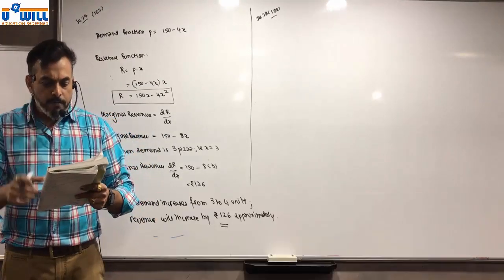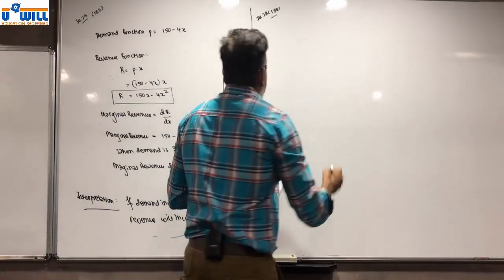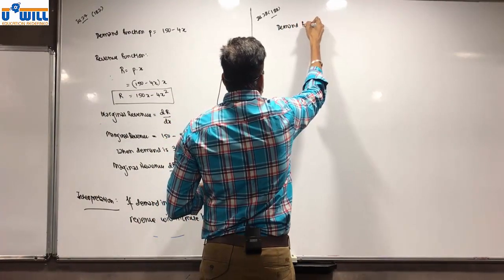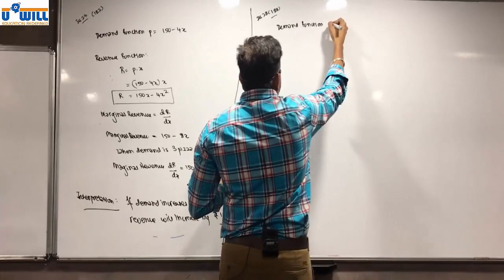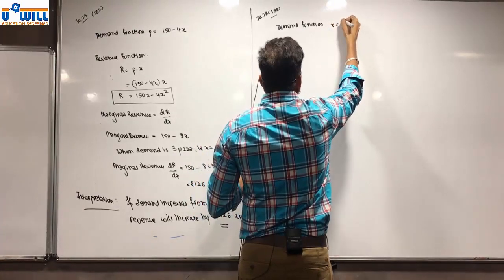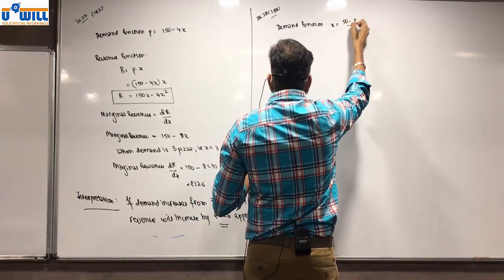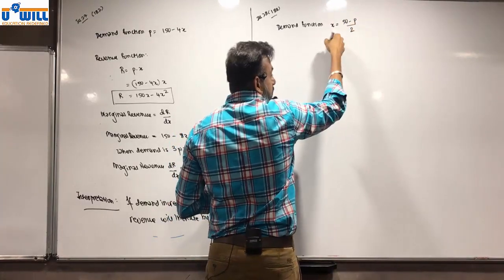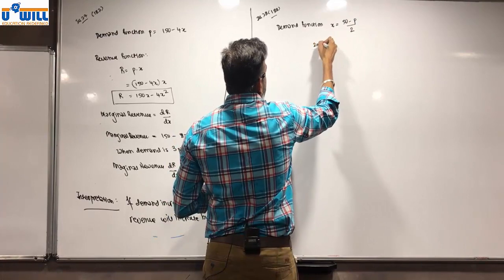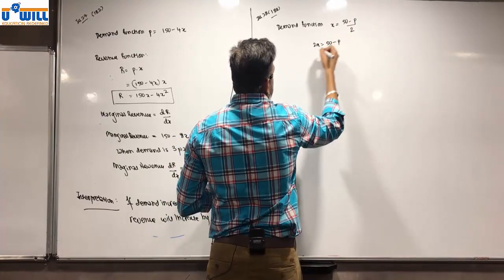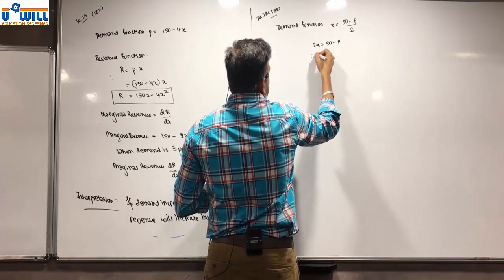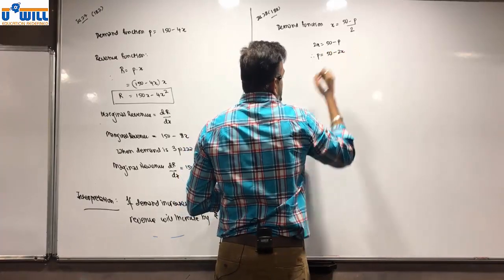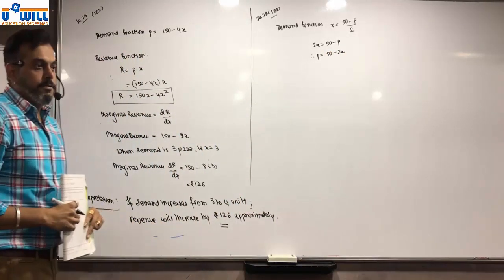Now, pay attention please. The demand function over here is expressed as x is equal to 50 minus p by 2. Now we have to express it as p. So we solve this: 2x is equal to 50 minus p. Therefore p is equal to 50 minus 2x. That's our demand function.